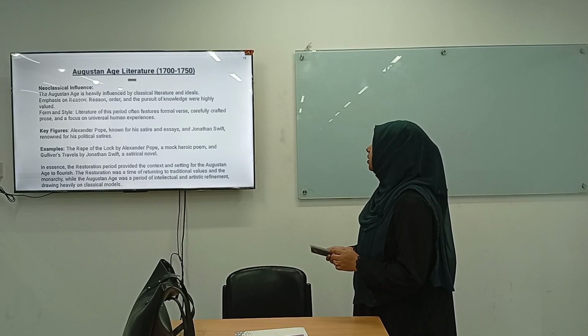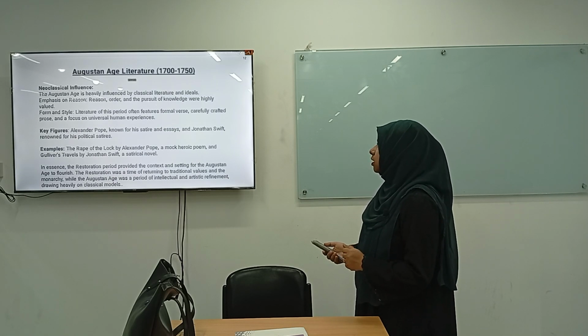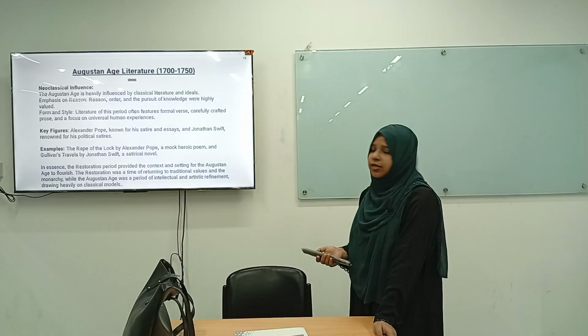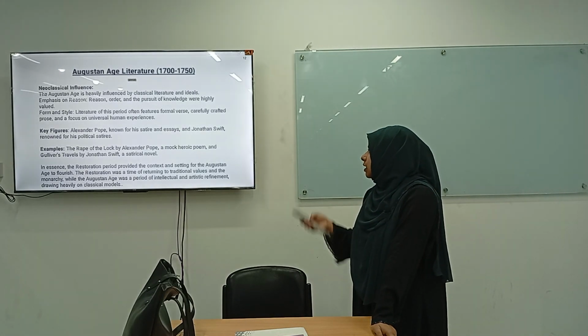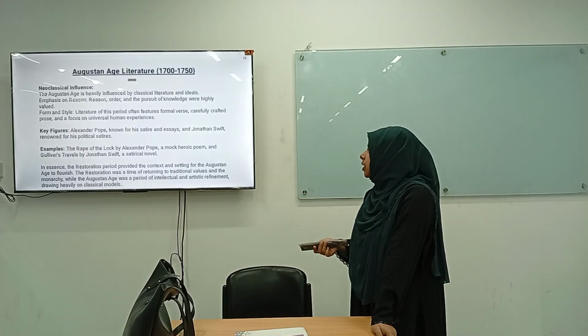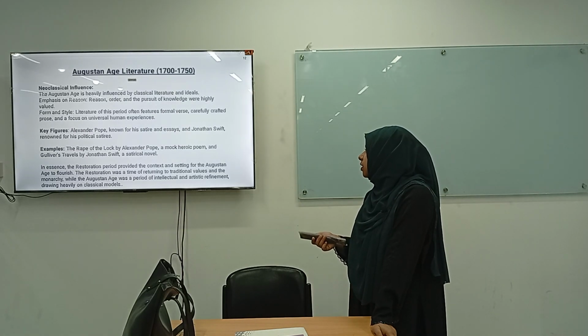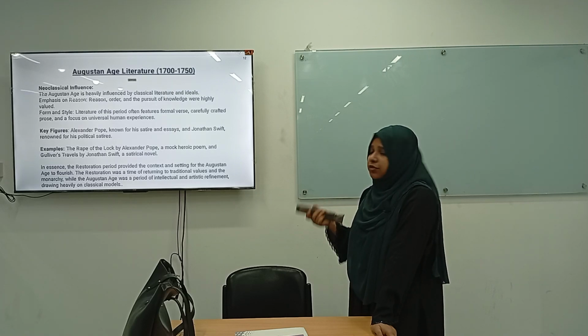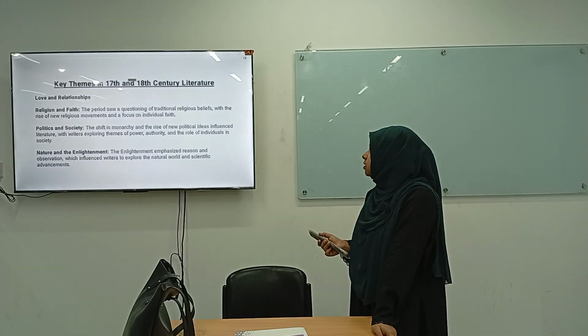Okay. Then comes Augustan age literature. Neoclassical influence was there. And Alexander Pope and Jonathan Swift were the key figures of this period. An example was The Rape of the Lock, Jonathan Swift's Gulliver's Travels, and all this.